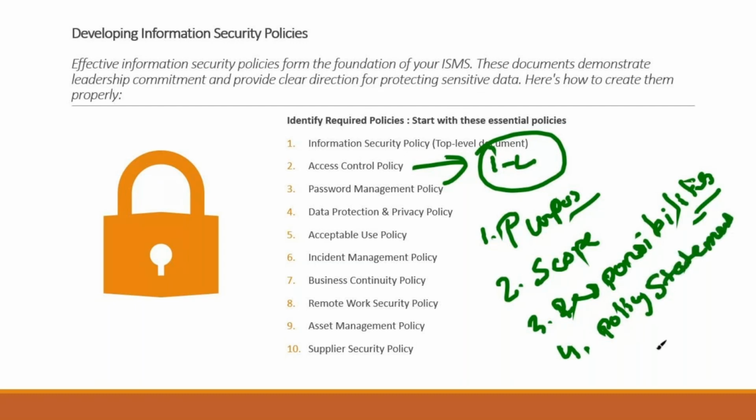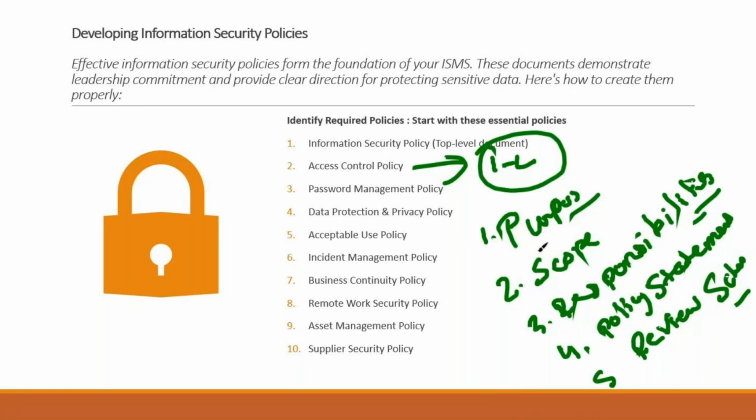Fifth, review schedule. This policy needs to be reviewed annually. Updates need to be given, and those updates need to be reflected. So this is what you are going to include in that document.